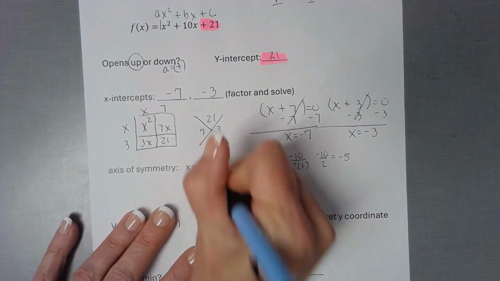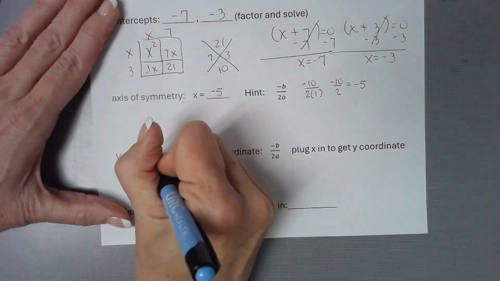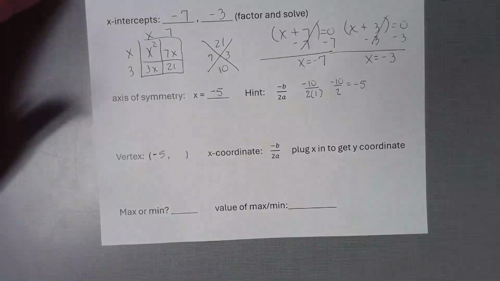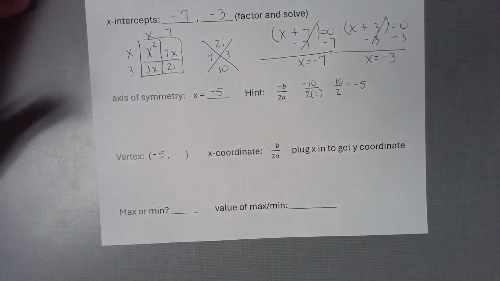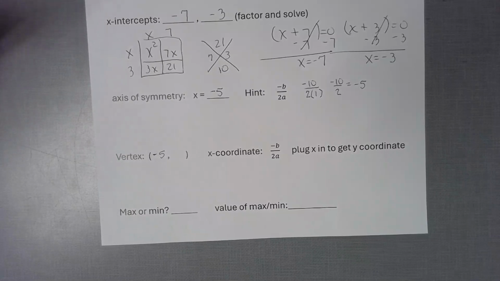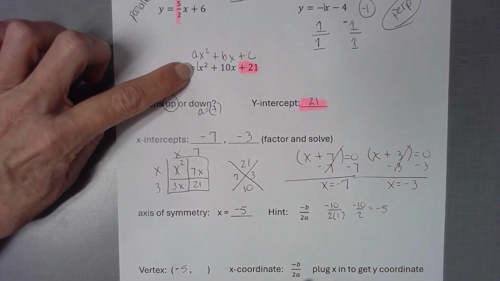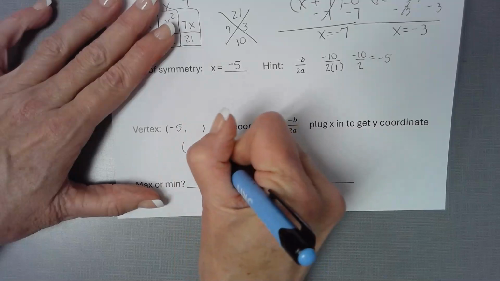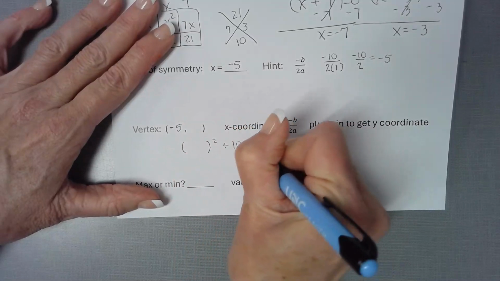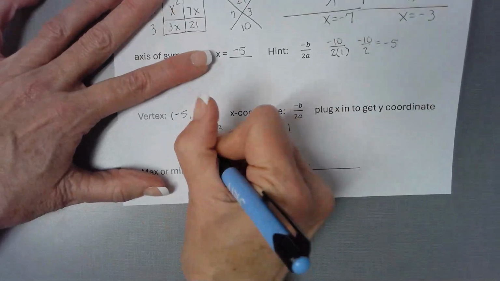So my axis of symmetry is a vertical line, imaginary, it's x equals -5. Since that goes through the vertex, I already know the x-coordinate of the vertex is -5. How do I get the y part of the vertex? Plug it in. So what does it sound like? Blank squared plus 10 blank plus 21. And I'm going to plug my x in.